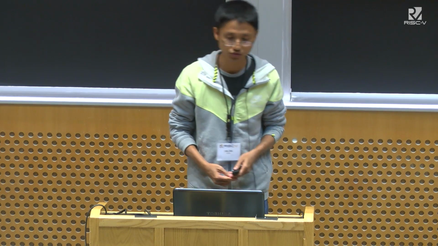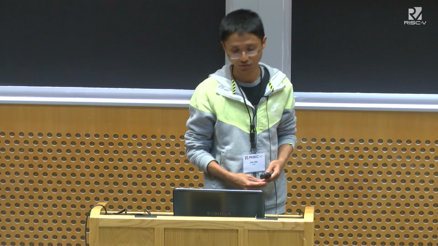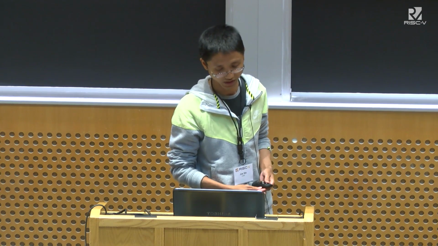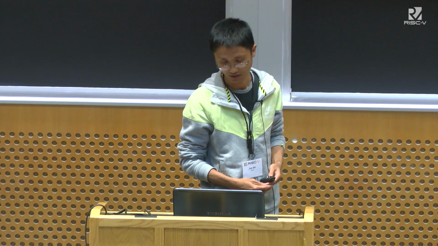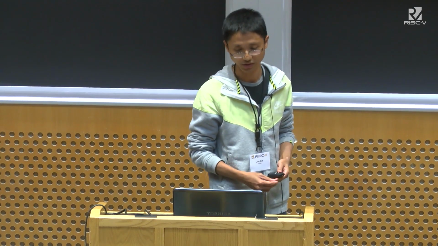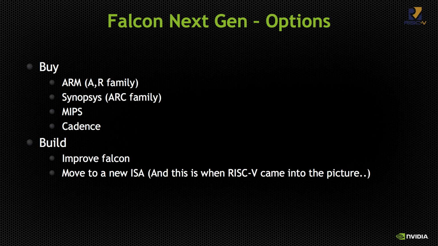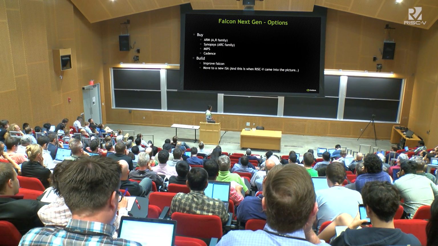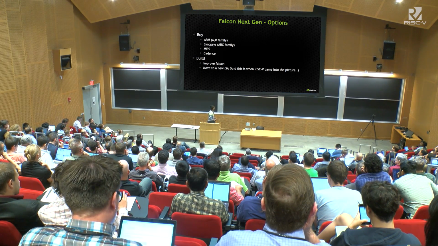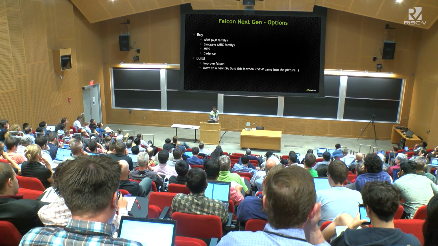So we are thinking about moving to a more powerful embedded CPU that can meet all the new requirements. That's why we're thinking of moving Falcon, this small processor, to a new next generation with more features and more powerful performance. So the options we have, obviously, are two major options, buy or build. We have a lot of companies building amazing CPUs like ARM. They have the A family, R family. We have Synopsys ARC, which is also very good. We have MIPS and Cadence. And for build, we can either improve the Falcon or we can move to a new ISA. And this is when RISC-V comes into the picture.